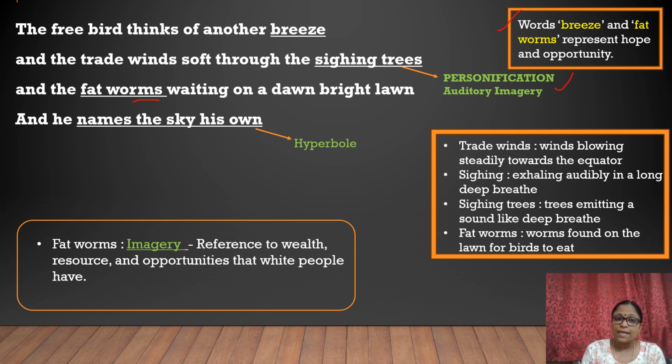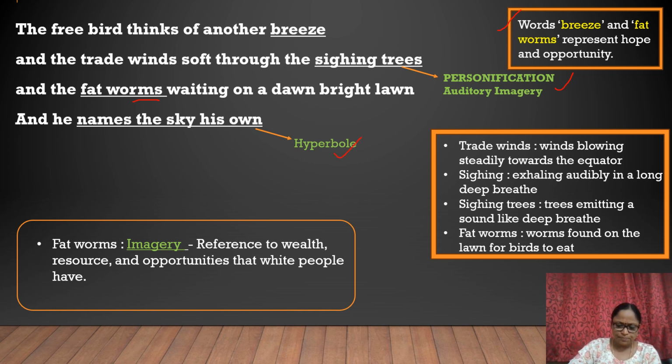And what does he do at the end? He names the sky his own. What does he do in stanza 1? He claims. That's the difference. He claims it is his sky. It's mine. The sky belongs to me. Here he names it. We can claim and name. Claim means, yes, I can claim that the particular thing is mine. But naming it means it's my own. It doesn't belong to another category. So here he names the sky his own. The poetic device used is hyperbole.